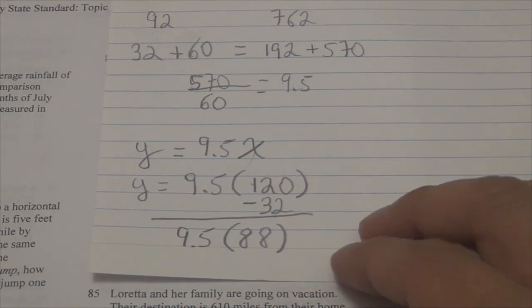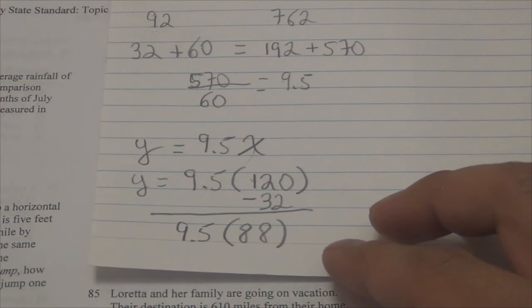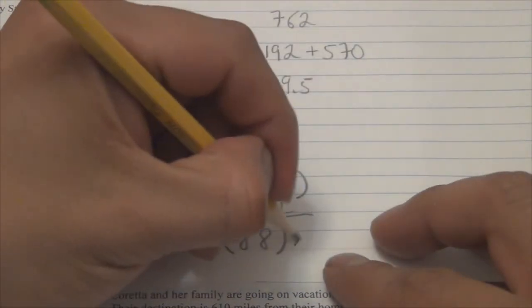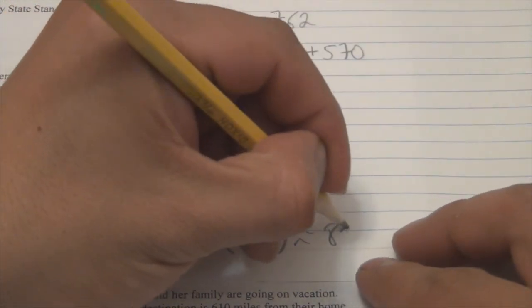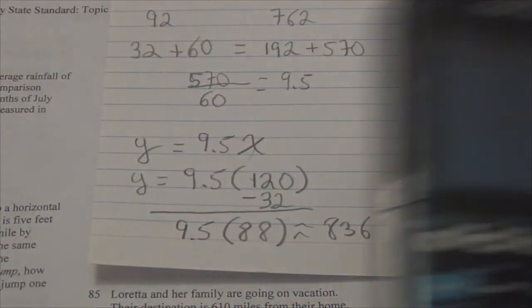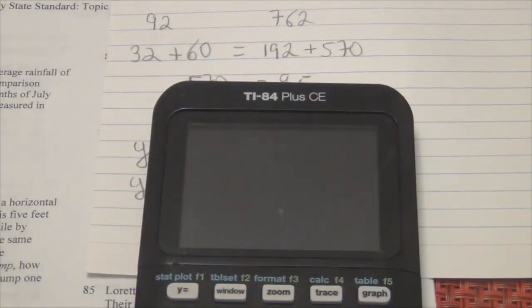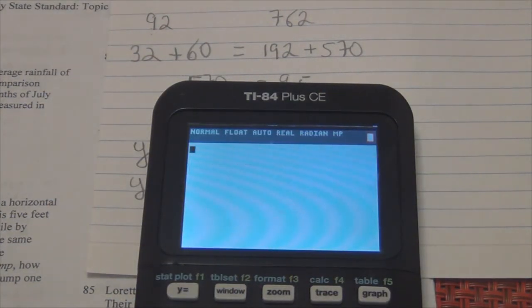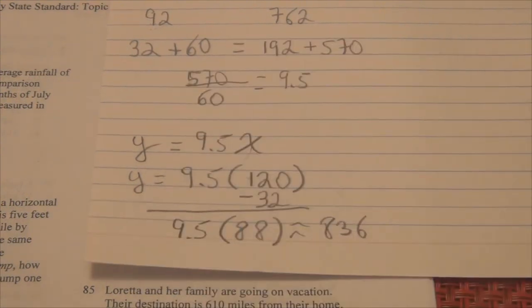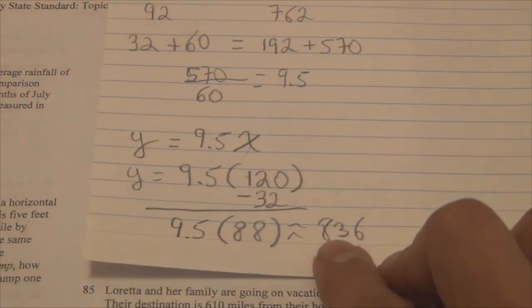Oh, okay. So then this gives me a total of 836, and let's corroborate, 9.5 times 88. Again, yes, battery low, I know that. Okay, so 9.5 times 88. Yep, 836, there you have it.